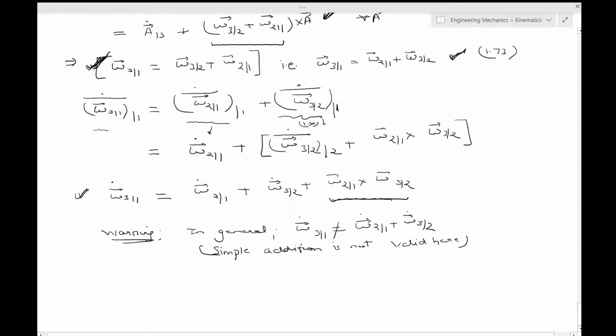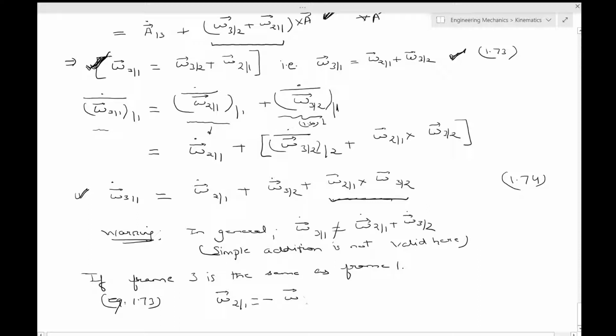Now if frame 3 is the same as frame 1, so clearly omega 3 by 1 would be 0, and then equation 1.73, which you can see now, this is 1.74, 1.73 will become omega of 2 by 1 is equal to minus of omega of 1 by 2, is equal to omega of 2 by 1, when 3 is equal to 1. So omega 3 by 1 will be omega 1 by 1, that is 0, omega 2 by 1 will remain what it is, and omega 3 by 2 will become omega of 1 by 2. So that is what you have.